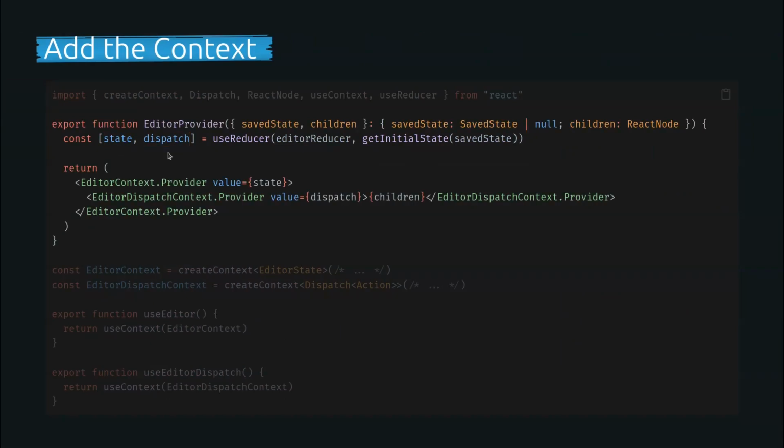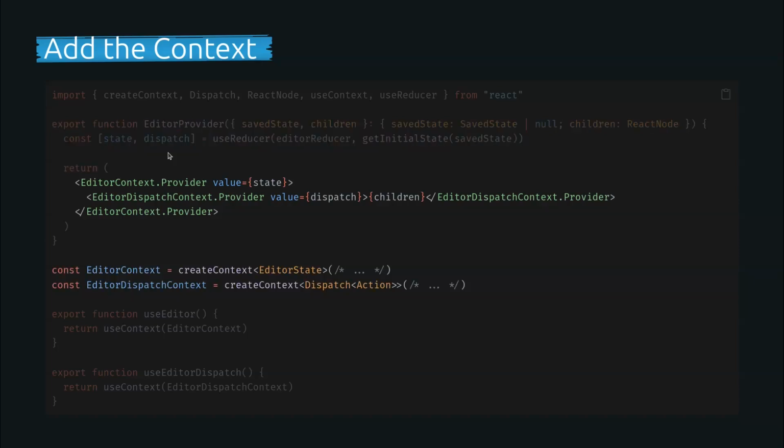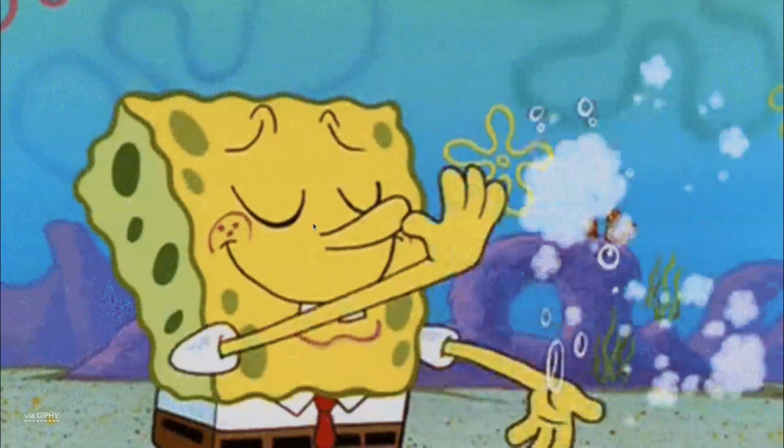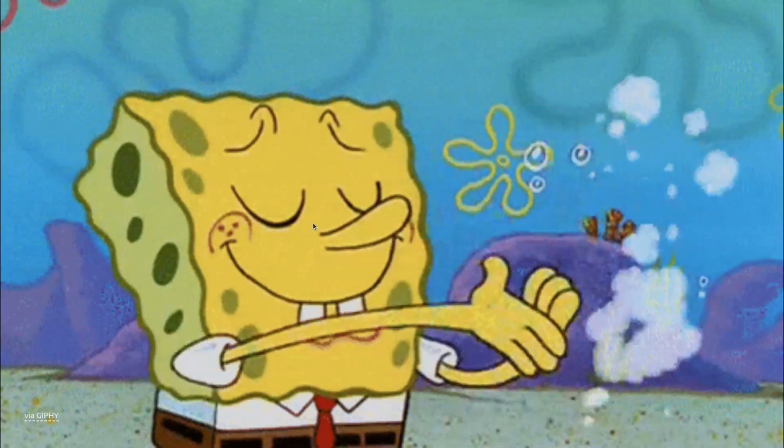We can use it in our editor provider. For that, we need to use two contexts. The first one gets as input the state, and the second one the dispatch, so it can modify the state. And then you can create two hooks for accessing these. And that's all. We have created our reducer.